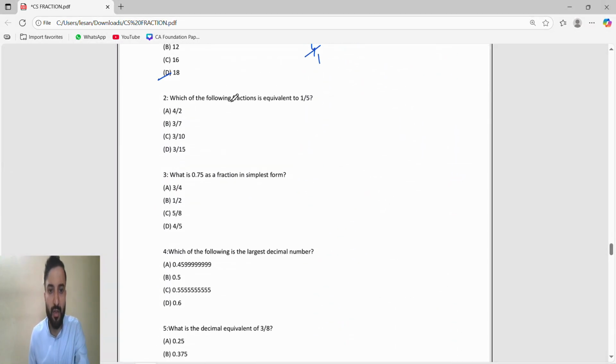Which of the following fractions is equivalent to 1 by 5? So this one is not possible. 3 by 10 is not possible. 3 by 15 is possible, because it reduces to 1 by 5.